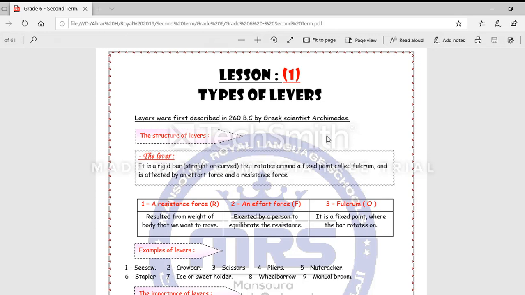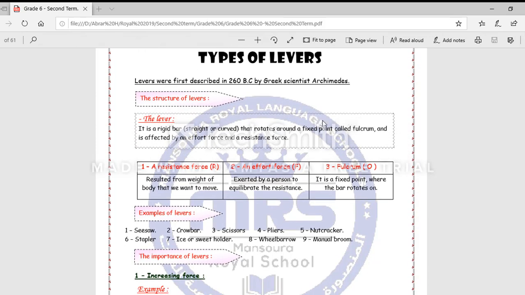What is the lever and what does the lever consist of? The lever is a rigid bar, and this bar may be straight or curved, and it rotates around a fixed point called the fulcrum, and it's affected by an effort force and the resistance force.